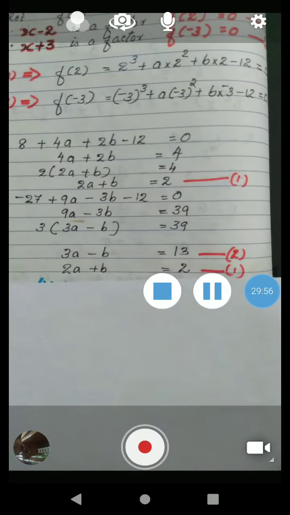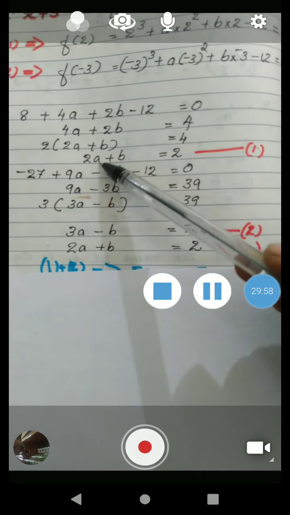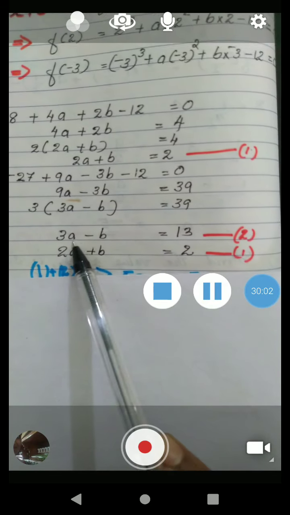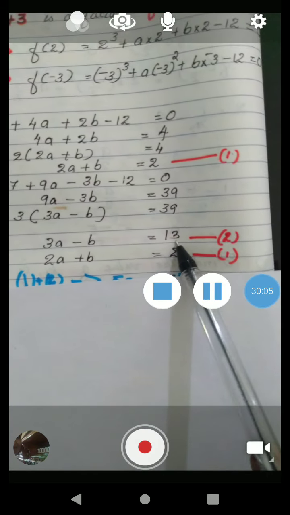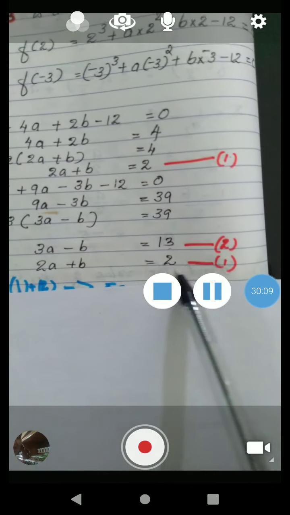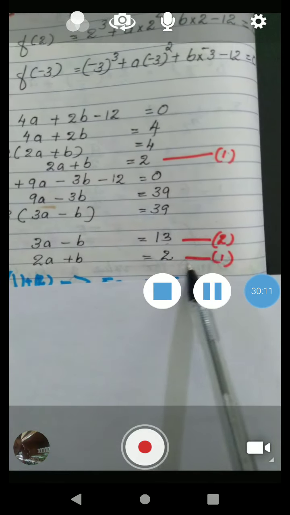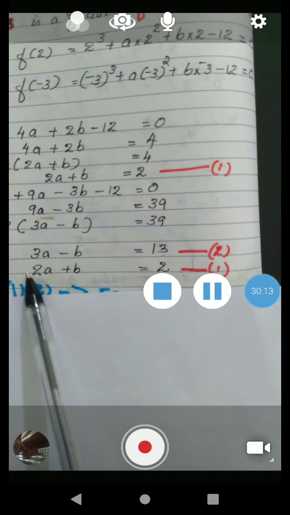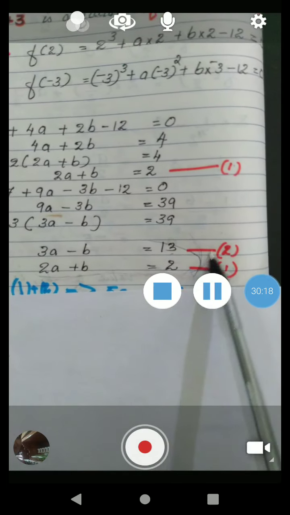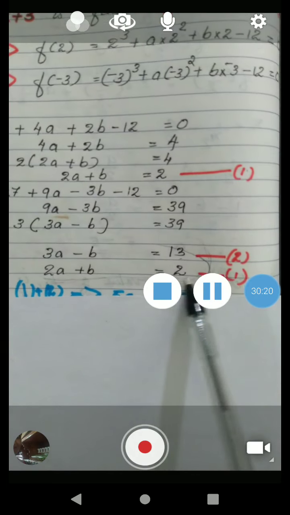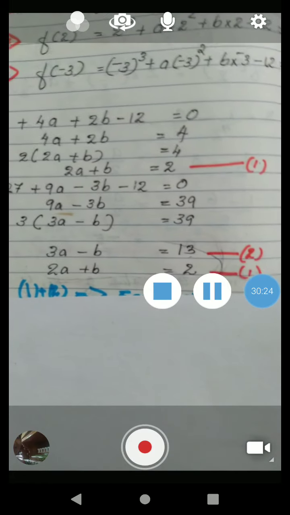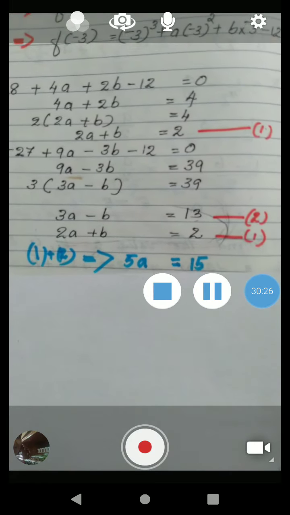Now you can see two equations. One is here 2a plus b is equal to 2 and second is 3a minus b is equal to 13. We can write these two equations together. Now, what type of equation is it? We know it is simultaneous equations. You have already studied how to solve simultaneous equations. So, just solve it like this.